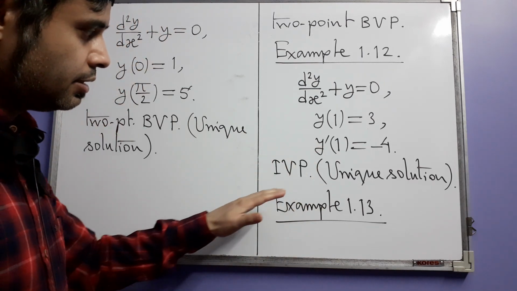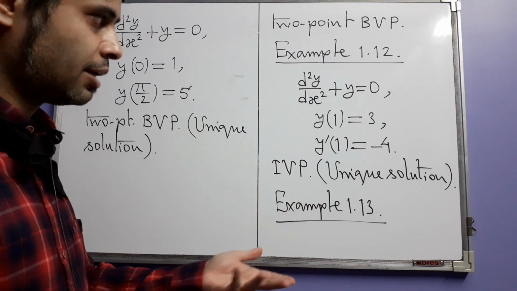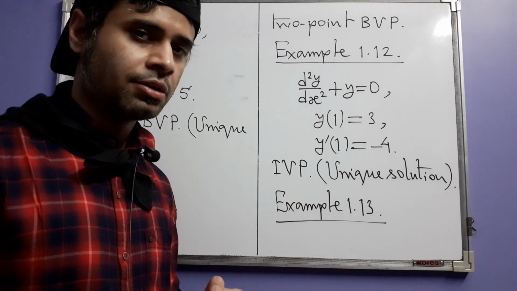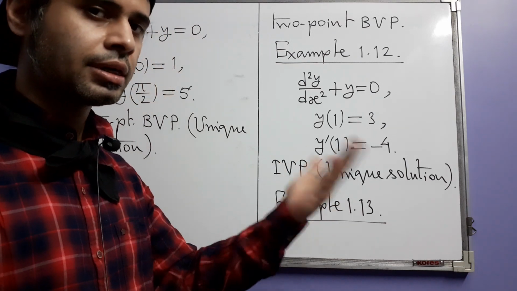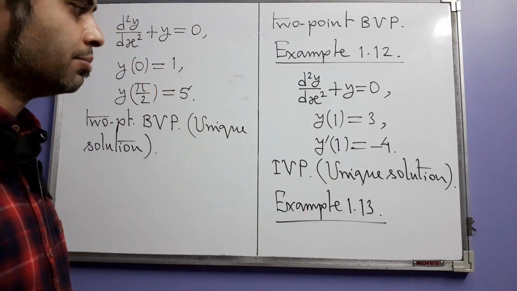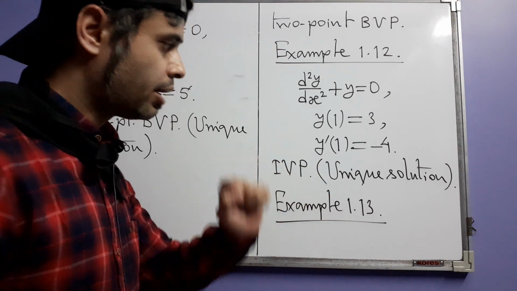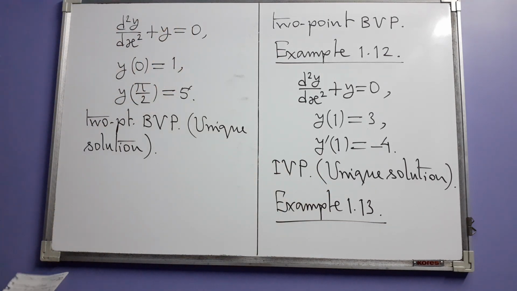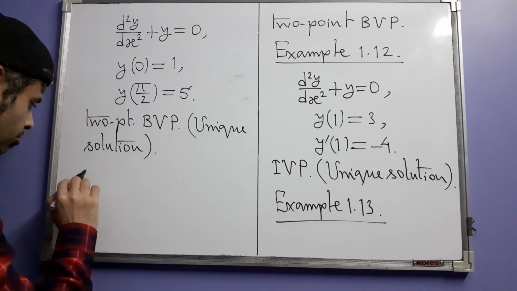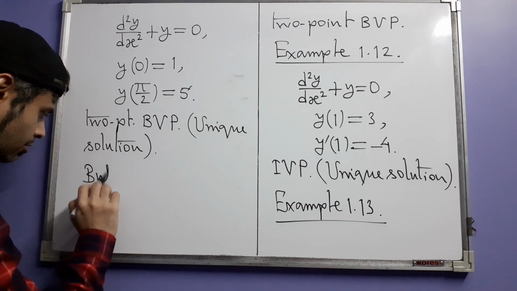So is it in general the case that whenever we consider a boundary value problem, which may be an initial value problem or 2-point or higher point boundary value problem, are we always going to have unique solution? No. This next example shows that this is not the case always.